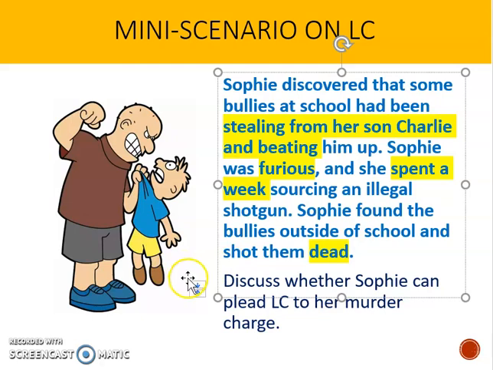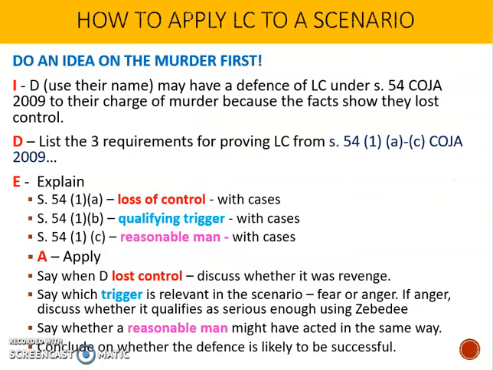Okay, so we've pulled out some key issues there. Let's look at how we apply the law to the scenario using the IDEA structure. On this slide, I've got a little note here at the top: do an IDEA on the murder first. And that just comes back to what I told you at the beginning, that you can only use loss of control if there was a murder. Yeah, it's only a defence to murder. So you've got to be sure there was a murder first. In our situation, we've been told just to advise on loss of control, so that's what we're going to do. But if it was just an advise question and there's a killing and they'd got angry, you'd do the murder first, then you'd apply loss of control.